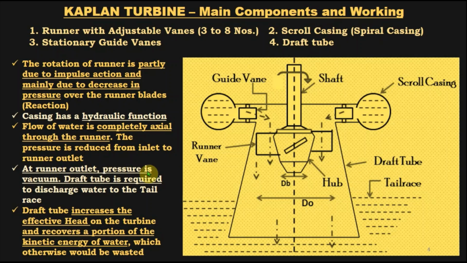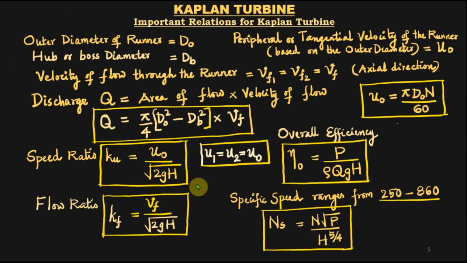At runner outlet, the pressure is vacuum, that is below atmospheric, so the draft tube is essential to discharge water to the tail race. We are familiar with the functions of draft tube already. The draft tube increases the effective net head on the turbine and recovers a portion of the kinetic energy of water which otherwise would have been wasted.